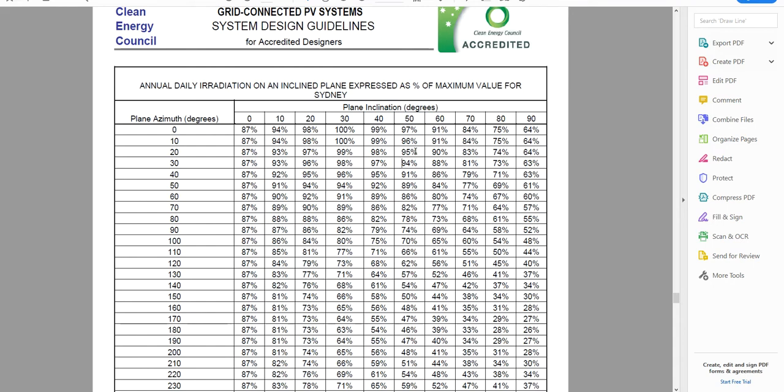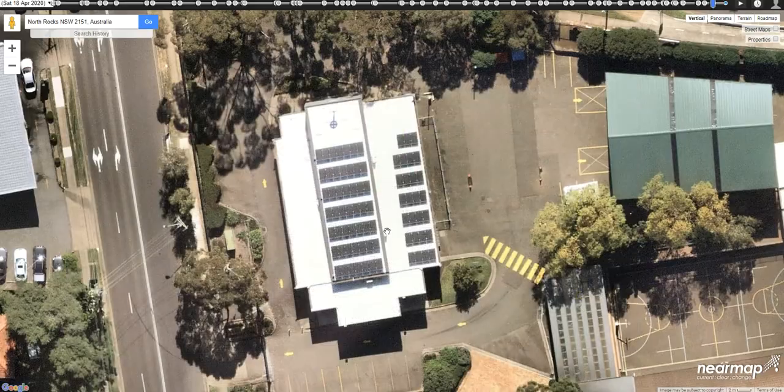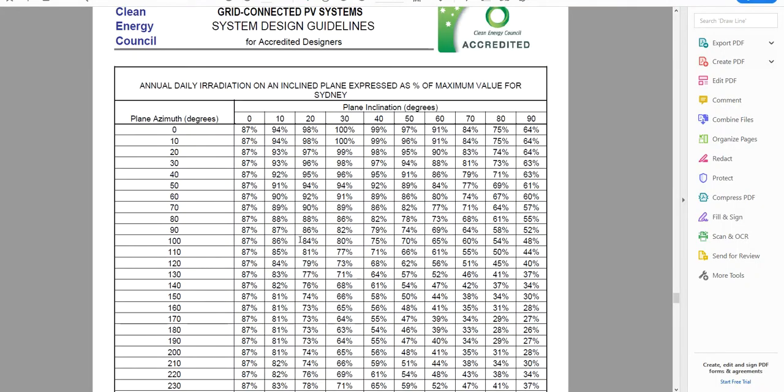So if I guessed before that it was say 15 degrees, so it's somewhere between these two columns. And let's say that that system that we were looking at is just 5 or 10 degrees off north. So in trying to work out how optimal this is, it's probably sitting in between here. So it's at 15 degrees of the plane and 10 degrees off the azimuth. So it's operating at somewhere between 94 and 98% of optimal. What optimal is a different story.